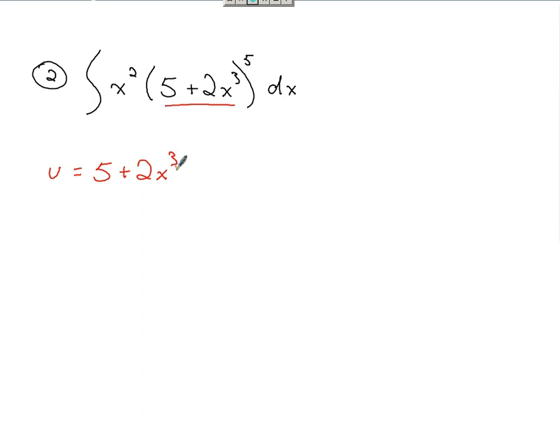Now, once you introduce a new variable, you need to set up a new antiderivative problem. So I set up my integral over here. What I've just introduced is this variable u. The reason I introduced that variable u is because it's inside the parentheses here, and that was raised to a power of 5.